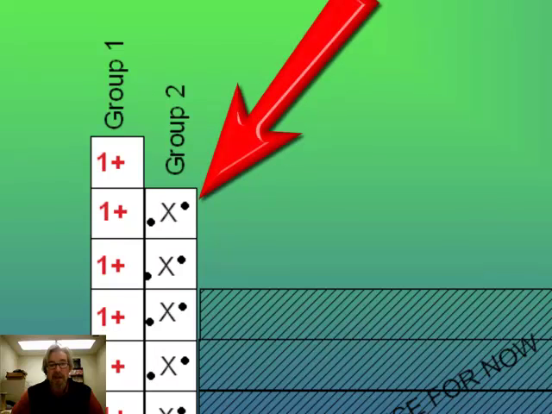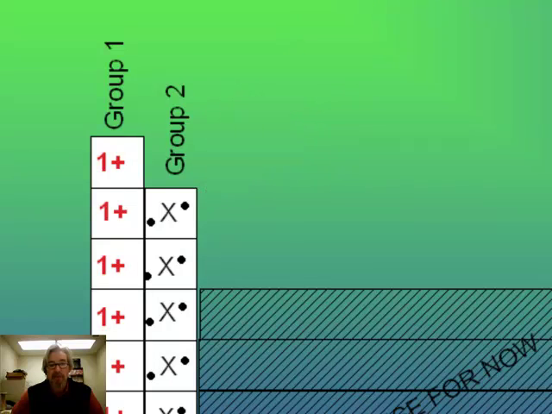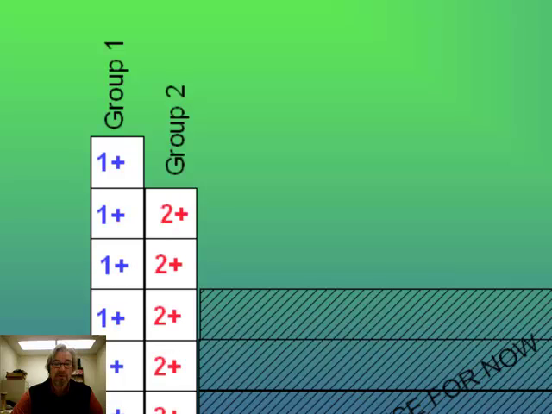Group 2, it has 2 dots. It could gain 6 or lose 2. Losing 2 is easier to do. So it's going to lose 2 electrons, and that means it will become a 2+ ion. So everything in column number 2 is going to end up being a 2+ ion when it ionizes.